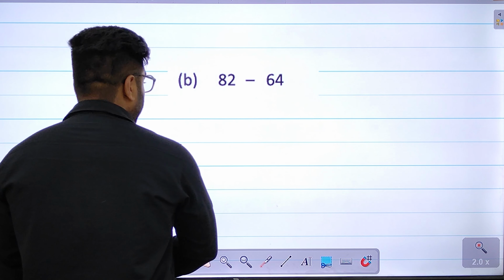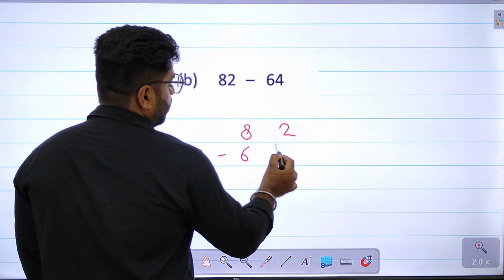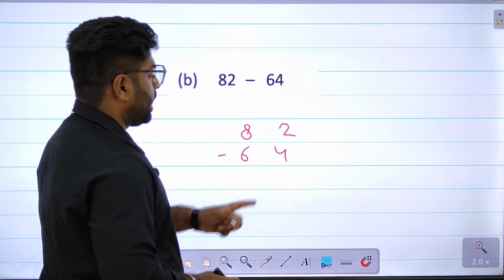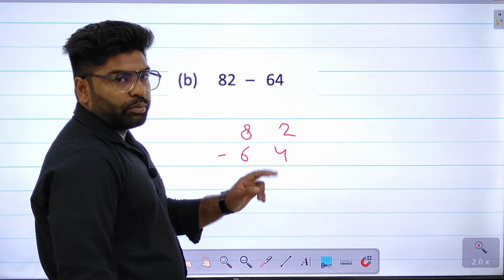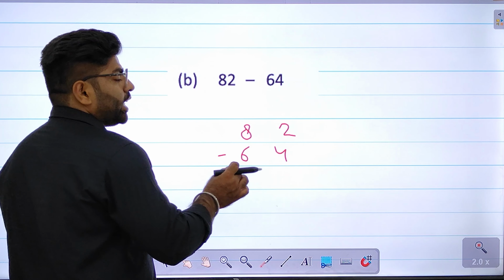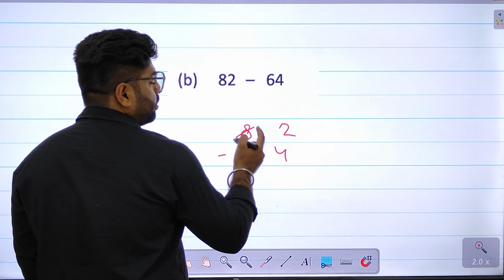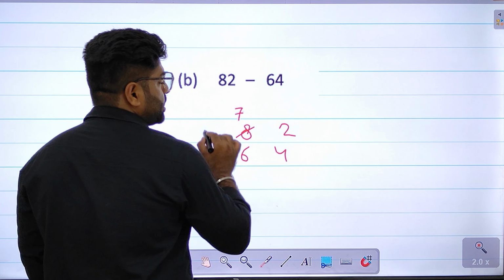Okay, in part B we have 82 minus 64. This is a greater number, minus a smaller number. But if we look at the ones place, this is our smaller place and this is our greater place. In that condition, we have to take a carry from the next place. So we will take 1 from here. If we take 1 from 8, the remaining number is 7.